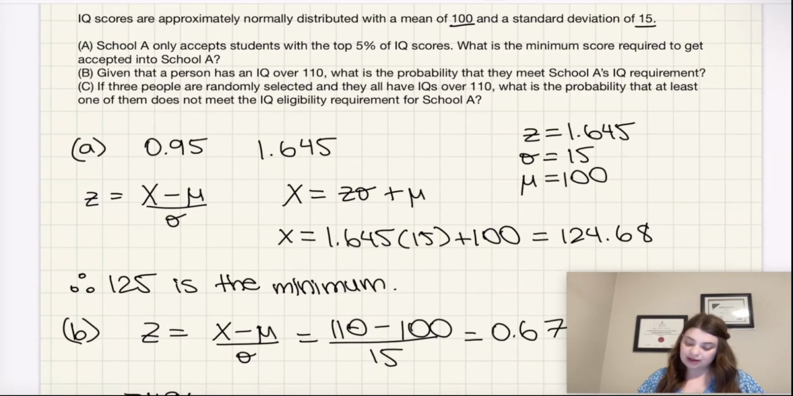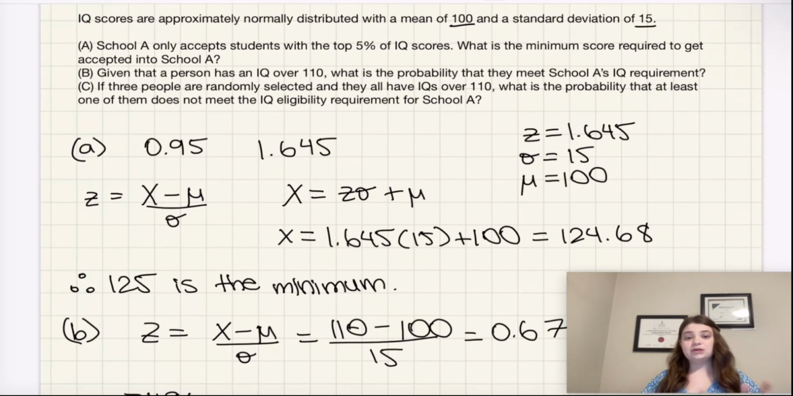what is the probability that at least one of them does not meet the eligibility requirement? Okay, here's the thing. We could go about this in 2 ways. Choice number 1 is we could say, okay, what's the probability that exactly 1 does not meet the requirement, exactly 2 do not meet the requirement, or all 3 of them do not meet the requirement, and we could add those up to find the probability that at least 1 doesn't meet the requirement.